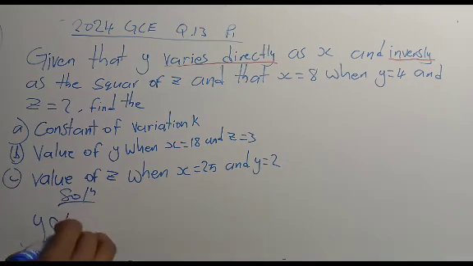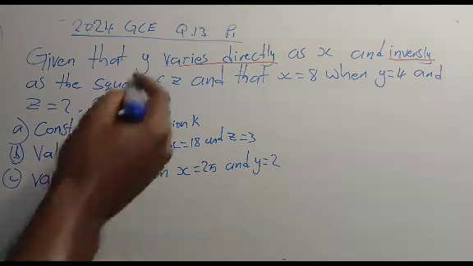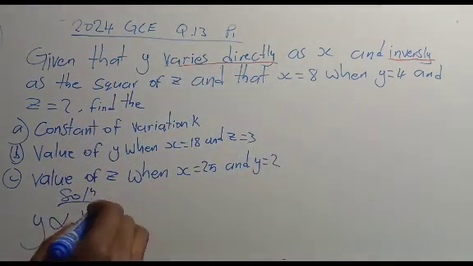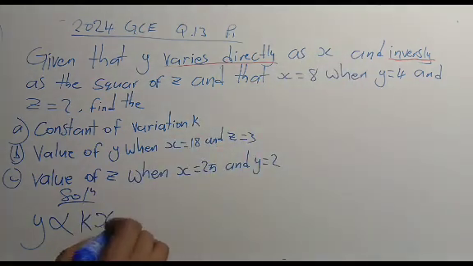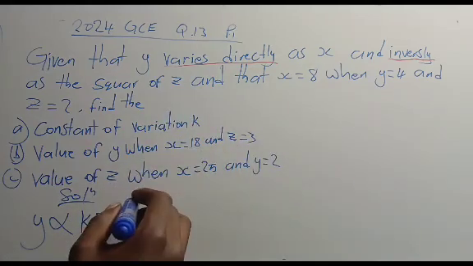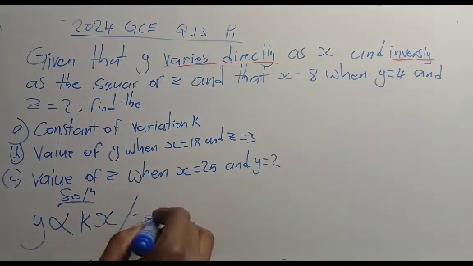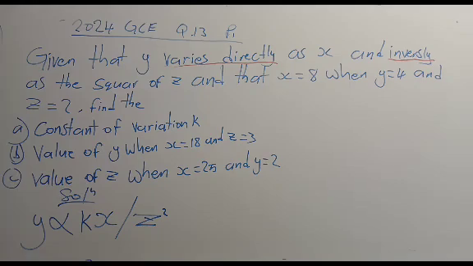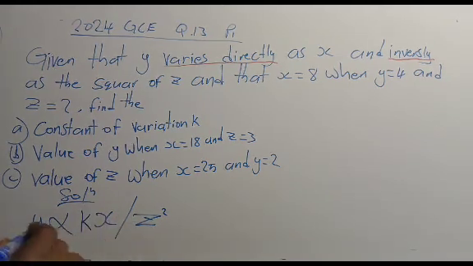y varies directly. So here we put k because they don't show you the k here. So we say k directly as x, meaning x, and inversely meaning they are saying divide. The inversely part is the denominator. So it will be inversely as the square of z. So z is being squared there. I hope it is clear. It is down here.